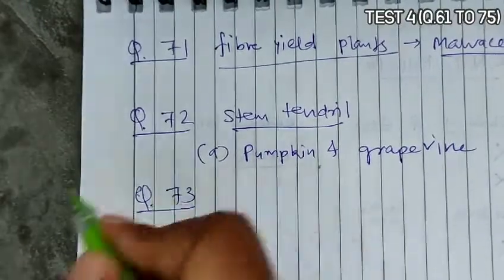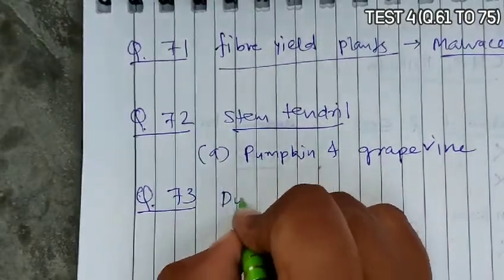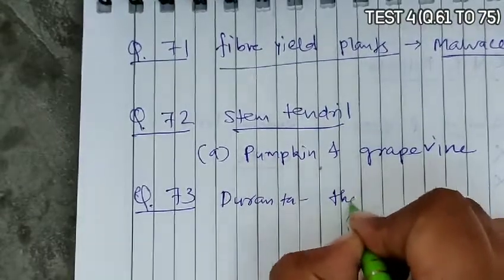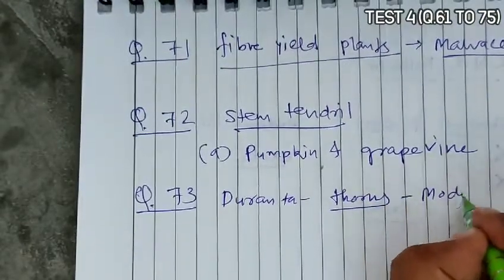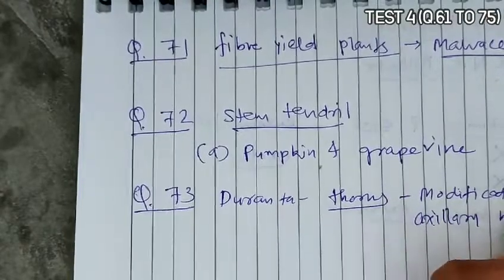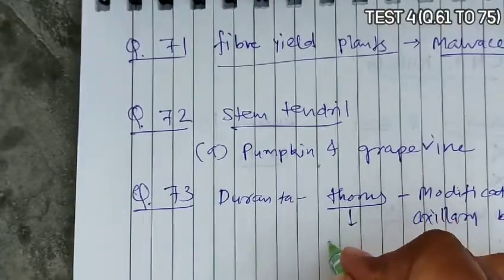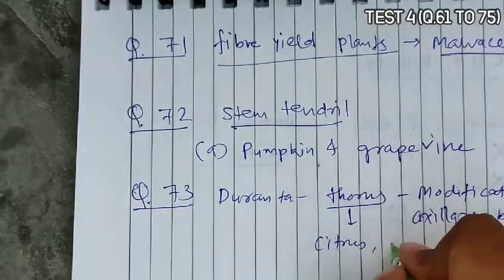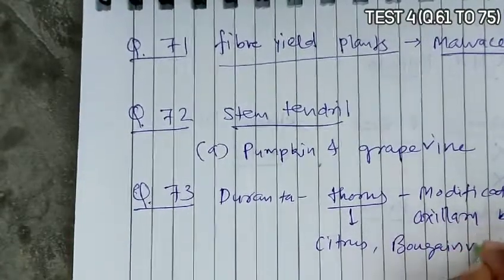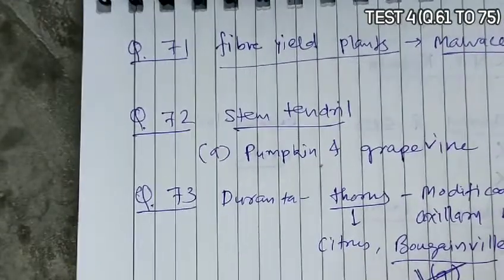Next is question 73. In Duranta, the nature of the vascularized defensive structure represents the modification of what? So we remember Duranta also has thorns, and thorns are a modification of axillary bud. Similar examples of these thorns are citrus and bougainvillea. Now, bougainvillea is given in option A, so A becomes the correct answer.